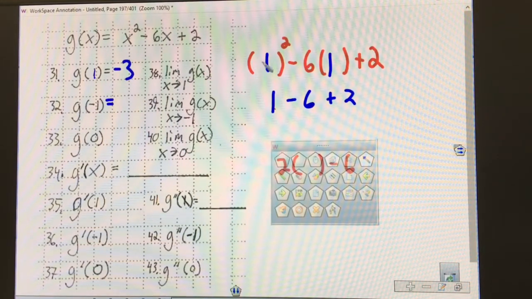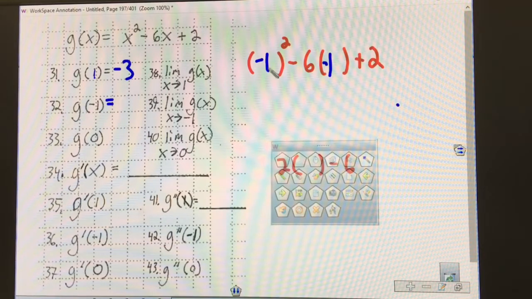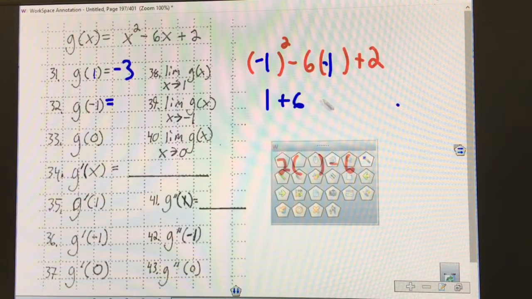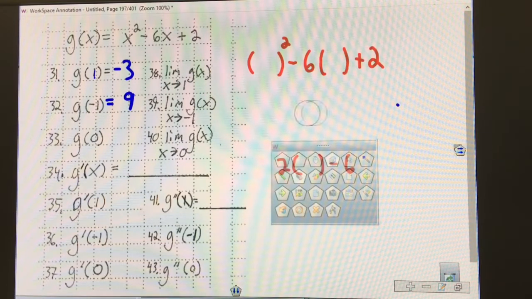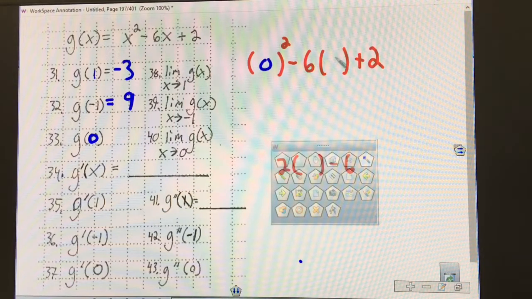G of -1. So I want to put a -1 in for the x value. That's going to give me 1 plus 6 plus 2. That should give me 9. I hope I'm not making any errors on the arithmetic. That's a big fault of mine. So I'm going to plug a 0 in to this x value. So I have 0 squared minus 6 times 0.